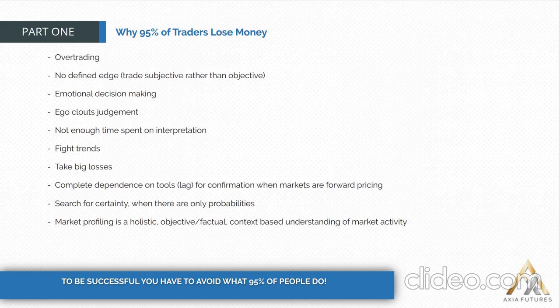To highlight, to be successful, you have to do what 95% of people don't do. If you can do that, you'll be a successful trader.